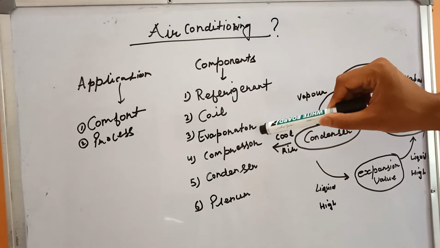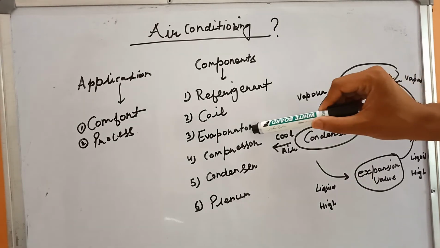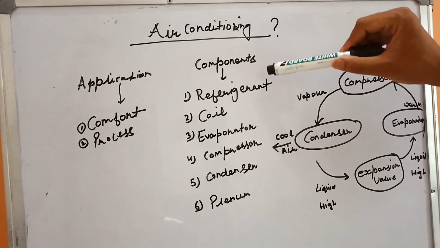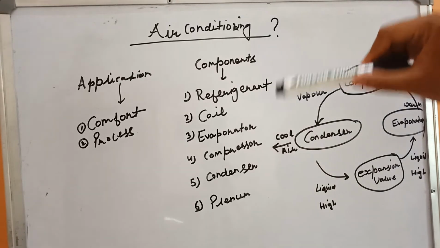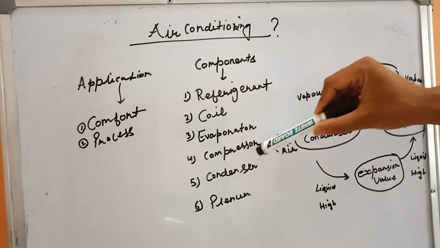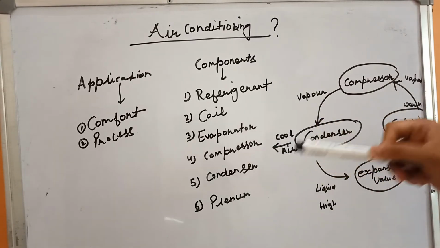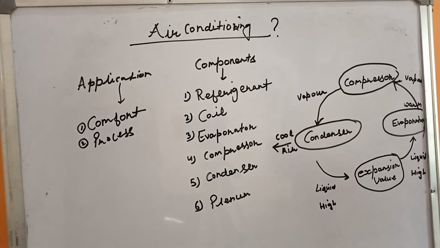Then comes evaporator. Evaporator attracts the warm air and allows the refrigerant to absorb heat from the environment. And then comes compressor. Compressor compresses the molecules of refrigerant, or squeezes the molecules, so it increases the pressure and temperature of the refrigerant.